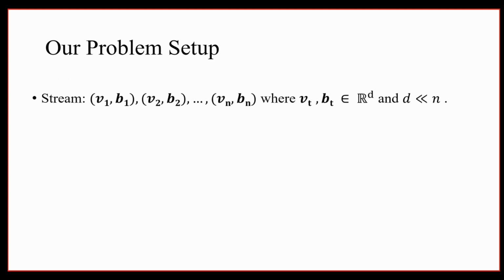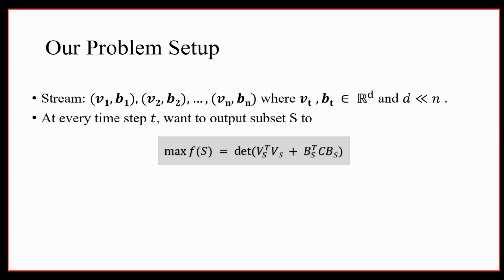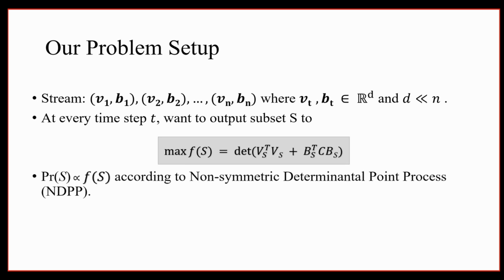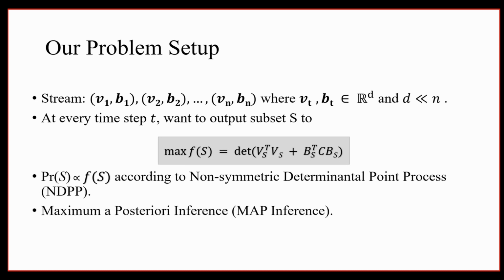So in our problem setup, you see the stream of v1, b1 until vn, bn. At every time step t, you want to output a subset S to maximize the objective function f of S, which is the determinant of V_S transpose V_S plus V_S transpose C V_S. This actually corresponds to the principal submatrix L subset S. And since the probability of S is proportional to f of S according to the NDPP distribution, this is MAP inference. This particular optimization problem is the same as the MAP inference problem for that model.